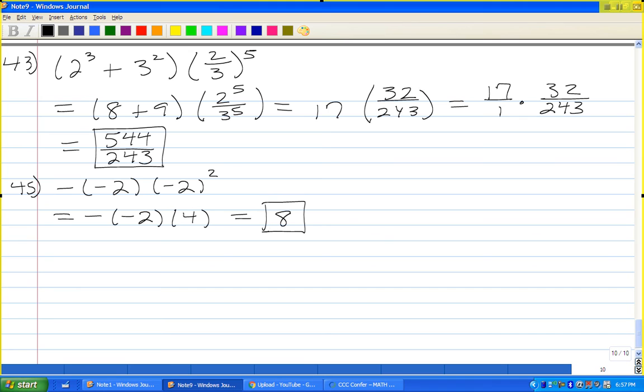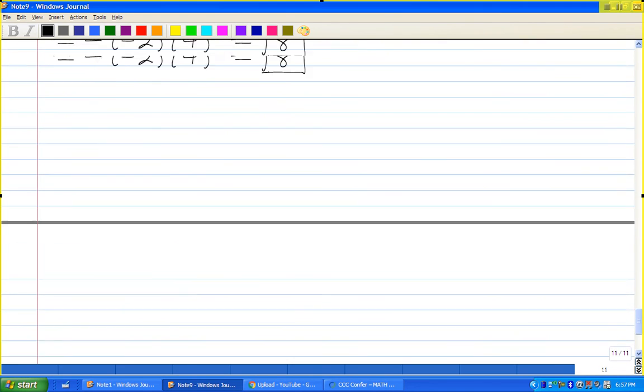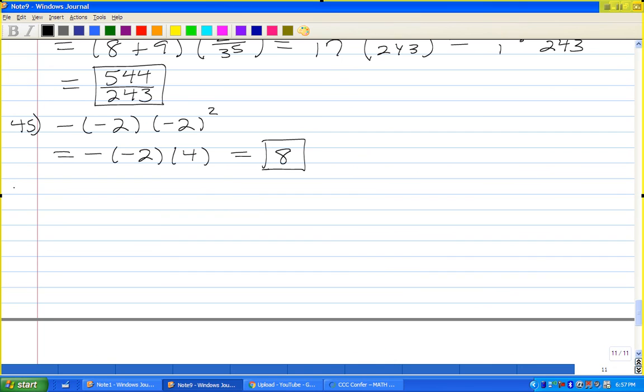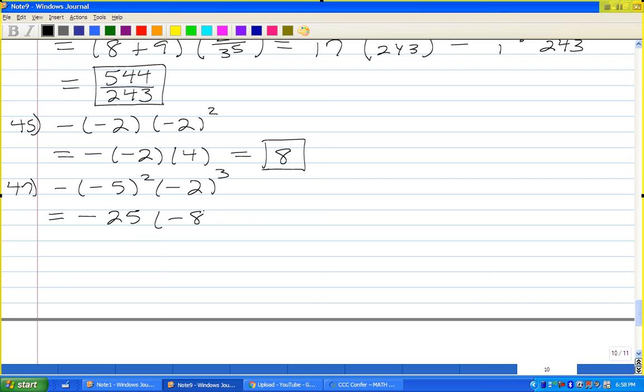Let me do problem 47. Negative 5 squared, negative 2 cubed. Negative 5 squared is 25. Negative 2 cubed is negative 8. Negative times negative is a positive. 25 times 8 is 200.